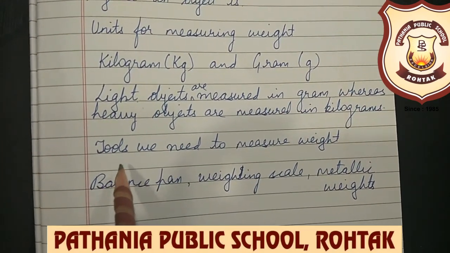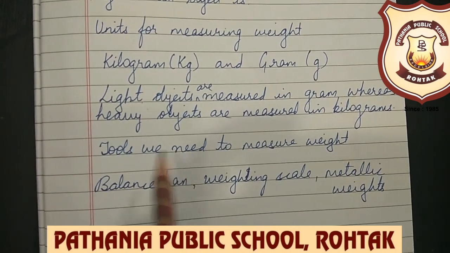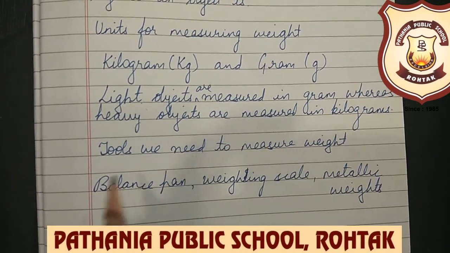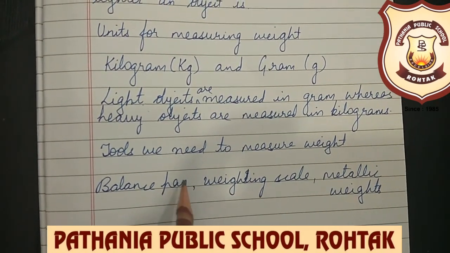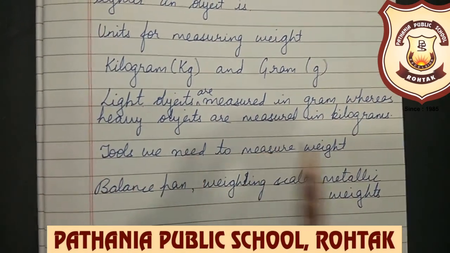Now beta, for every measurement we require tools. So we need tools to measure weight. What types of tools do we need to measure weight? Balance pan, weighing scale, metallic weights. These kinds of tools we need to measure.